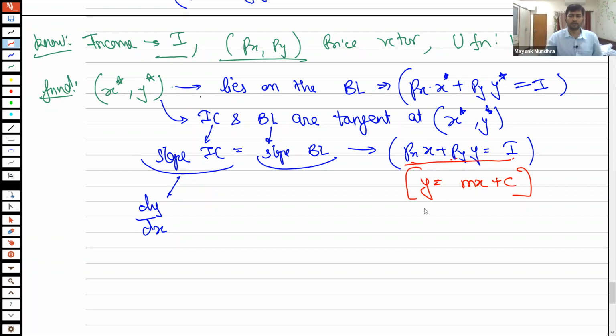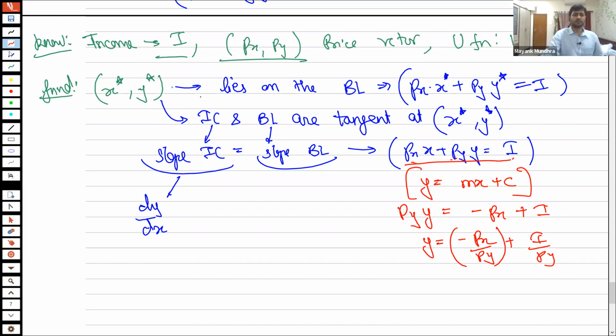Very good, very good. So I can write this as Py into y is equal to minus Px x plus I, and then I can divide the whole thing by Py. So minus Px by Py x plus I by Py. I by Py is not important. Slope is minus Px by Py. So the slope of the budget line is minus Px by Py. This is going to be true for all budget lines. As long as prices are constant, the slope will always be minus Px by Py.